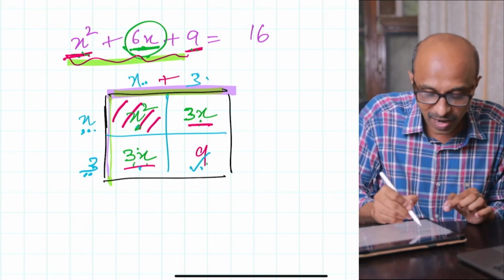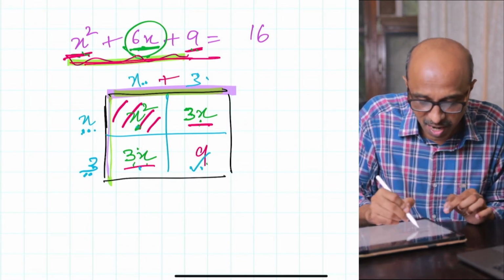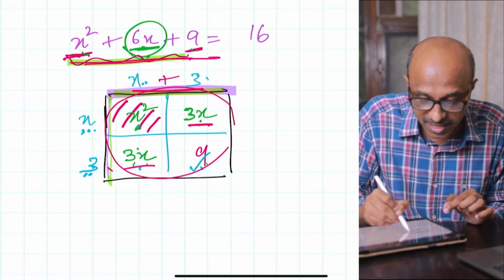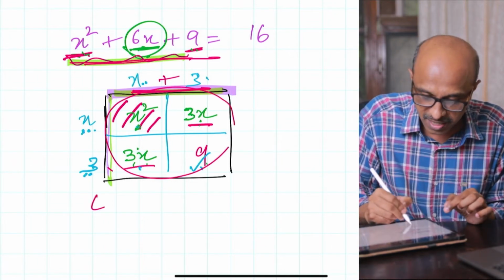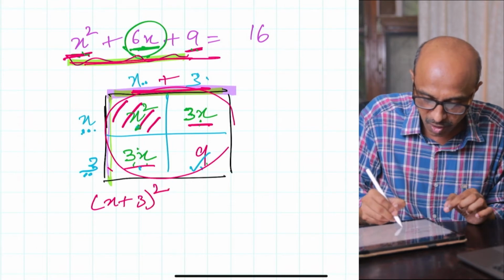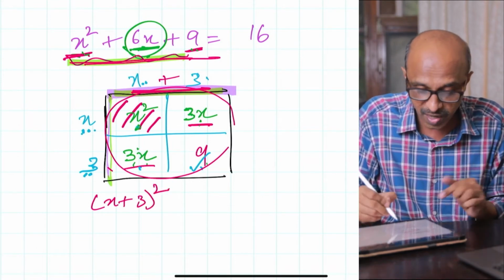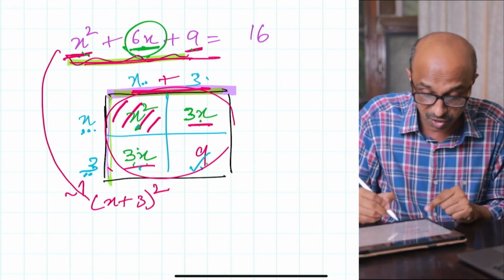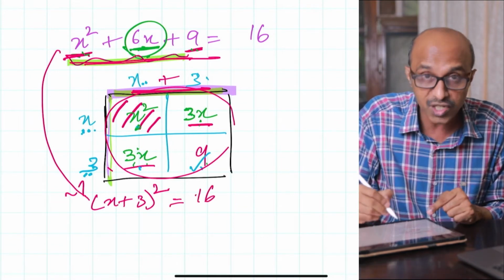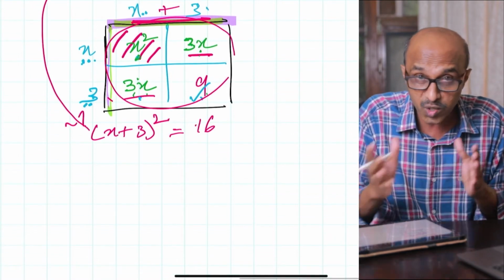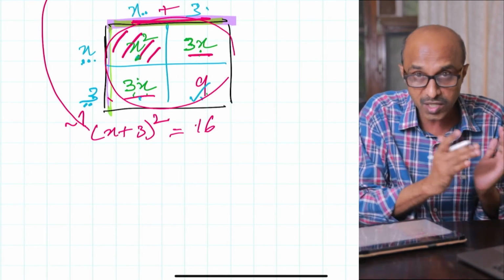And that means that when you've identified this expression as the area of this square whose sides are x plus 3, you can write it as x plus 3 the whole square, because the area of a square is side squared, right? So this expression is the same as x plus 3 the whole square. Our right hand side was 16. And then this reduces to a level 2 question, right? Something squared is equal to 16.